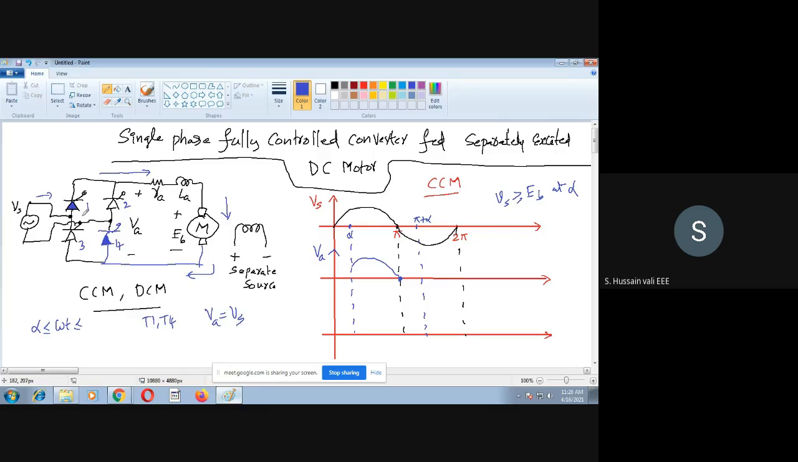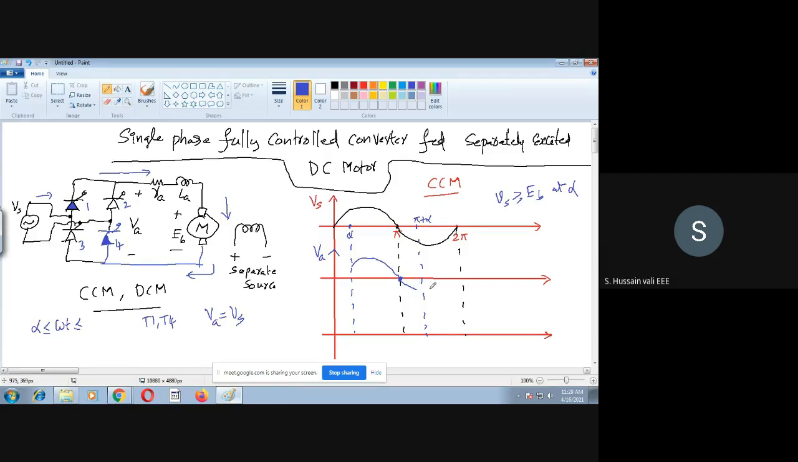Even after pi, thyristors 1 and 4 will conduct. So when thyristors 1 and 4 conduct, always remember the output voltage is the same as the supply voltage. So even after pi, the output voltage VA is the same as the supply voltage. What is the supply voltage here? The supply voltage is negative, so VA also becomes negative. This is the point. You must remember that this time VA becomes negative.